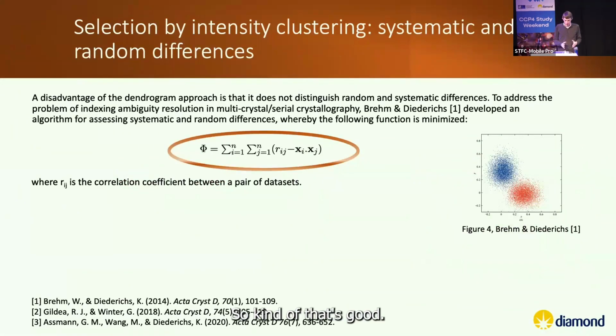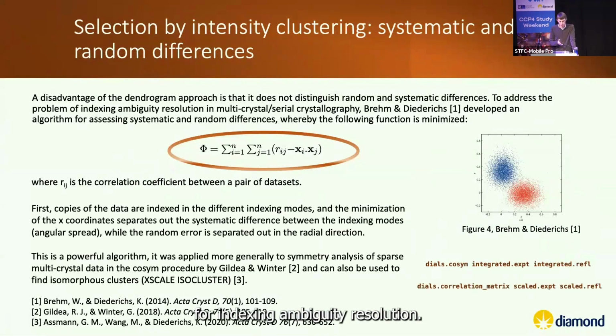Okay, so that's good, but the problem there is that it doesn't help us to distinguish between systematic and random differences. The way to do this was discovered by Brehm and Diederichs when they were trying to resolve the question of indexing ambiguity resolution for serial data. To assess systematic and random differences, you minimize this function, where R is the correlation coefficient between pairs of data sets, and X is some coordinates that you have to optimize.